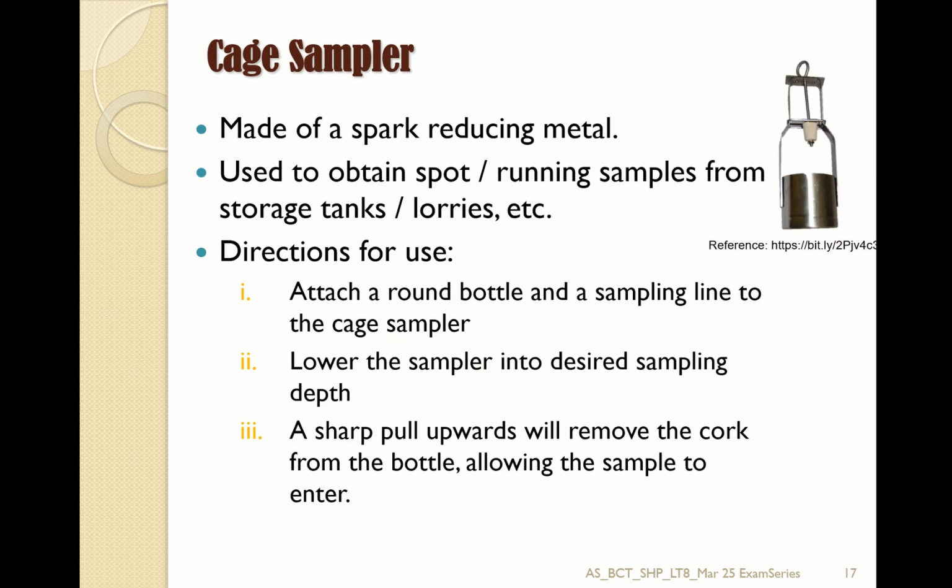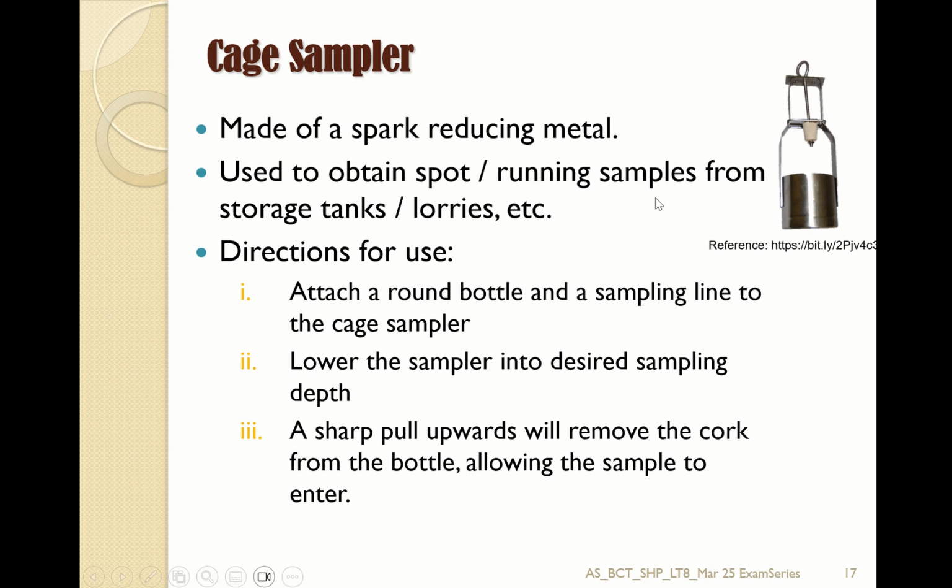This is a cage sampler. By itself it is not much use, but you need to attach a bottle in the opening here. This is a metal, but it's a spark reducing metal, because petrochemical products generally catch fire easily. They have a low boiling point also. So we don't want any spark to be produced here, if not, then your liquid will catch fire and explode. So your metal used must be spark reducing metal.